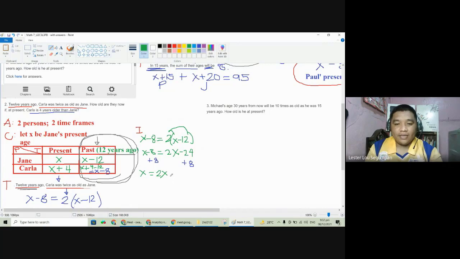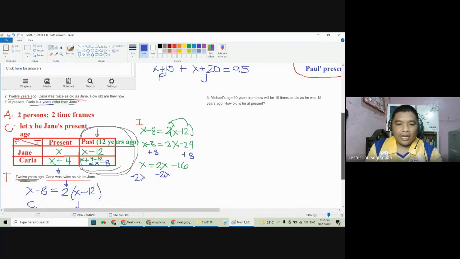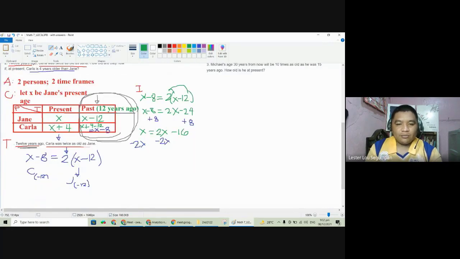Negative 24 minus 8 is negative 16. Then subtract both sides by 2x. You will have here the expression x minus 2x is negative x. Don't forget about that. This is now 0. You are left with negative 16.